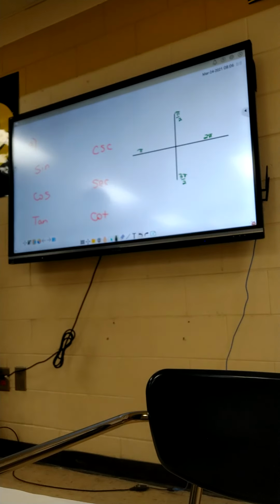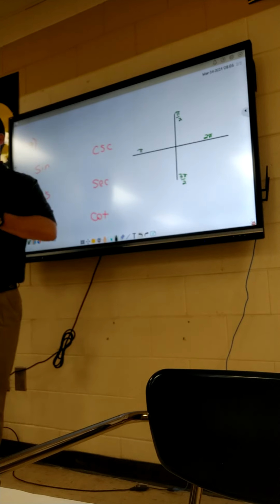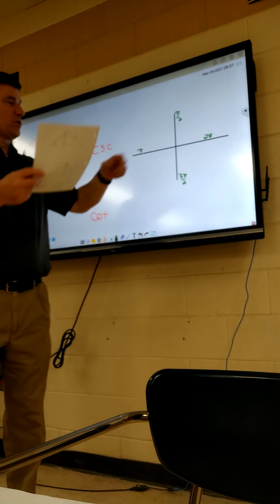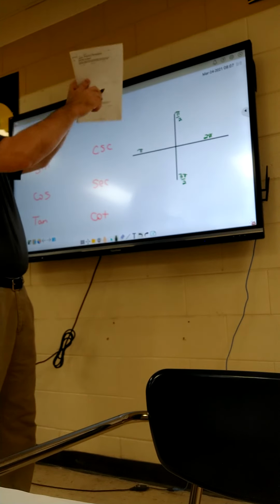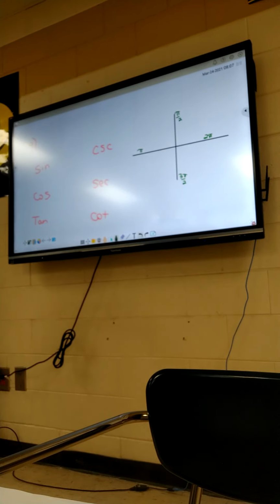All right, so what I need y'all to do is write down your 6 trig functions for both problems, 9 and 10. I need y'all to write one coordinate plane maybe right here in the middle that you can use for both problems, 9 and 10. All right, and I also need y'all to label it.